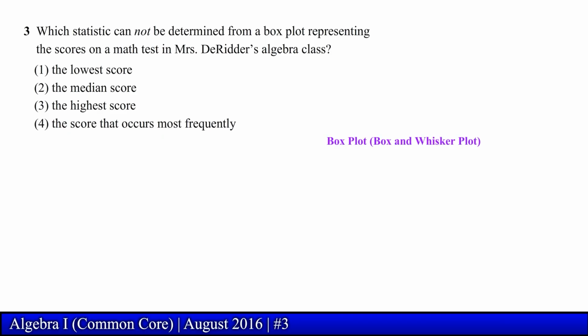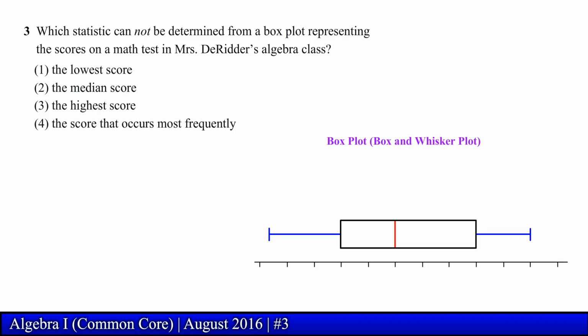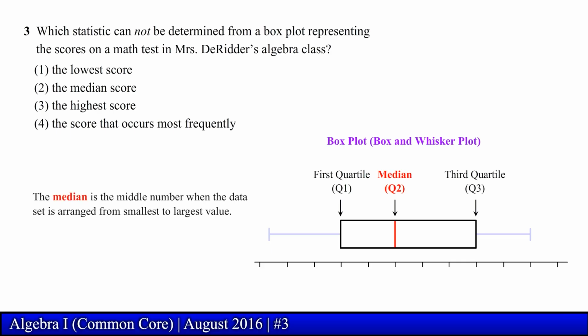Recall that a box plot, also known as a box and whisker plot, splits a dataset into quartiles, separating the data into 4 parts. The body of the box plot consists of a rectangular box, hence the name, which starts from the first quartile, Q1, and ends at the third quartile, Q3. Within the box, a vertical line is drawn at the second quartile, Q2, which represents the median of the data set. The median is the middle number when the data set is arranged from the smallest to largest value.